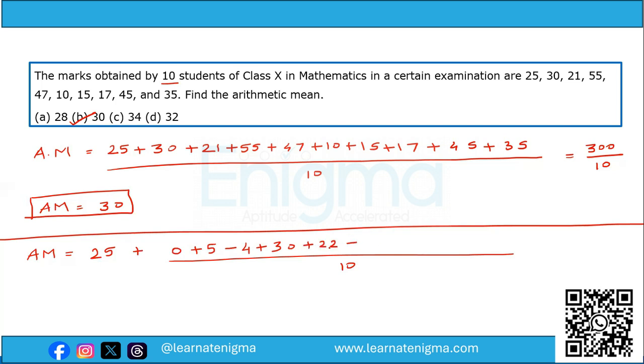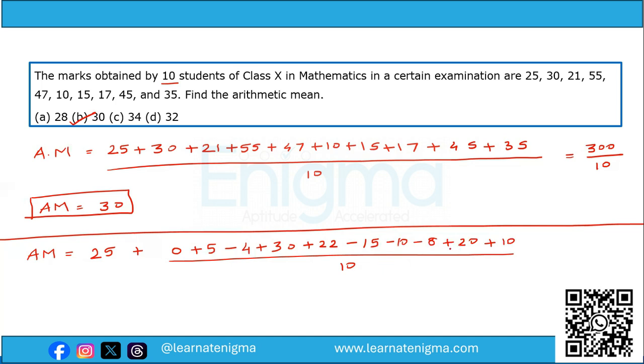10 minus 25, we have minus 15. 15 minus 25, we have minus 10. 17 minus 25, we have minus 8. 45 minus 25, we have plus 20. 35 minus 25, we have plus 10. Okay. So let's add all these things.